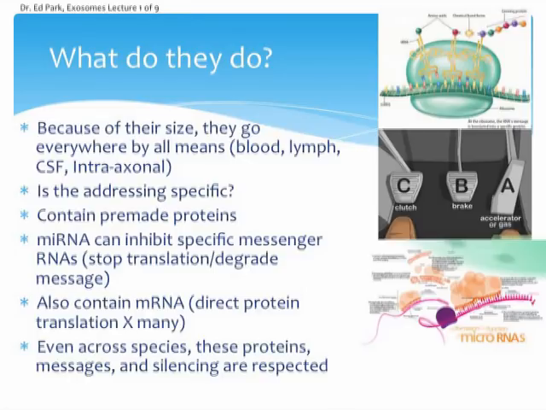So what do exosomes do? Because of their size, they can go anywhere by any means. That includes blood, lymphatics, cerebrospinal fluid, even intracellular transport through the axons. The question is, are they address specific? And the presence of certain cell surface markers indicates there may be addressing going on, especially the ones from the immune system. Contrary to what some people believe, the ones from the immune system can have major histocompatibility antigens on them.